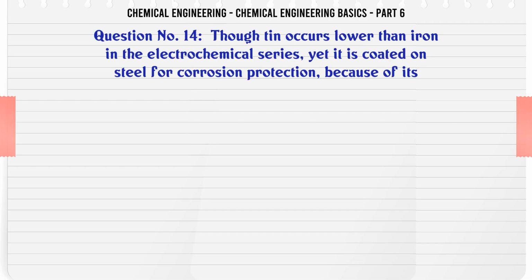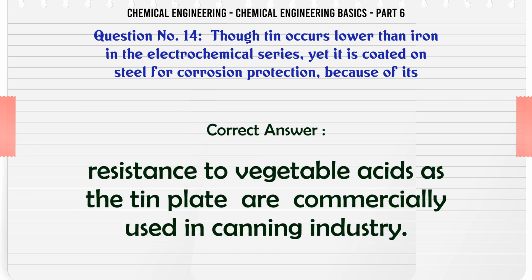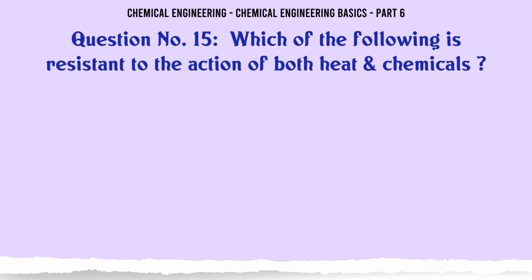Though tin occurs lower than iron in the electrochemical series, yet it is coated on steel for corrosion protection because of its A. lower cost. B. abundant availability. C. resistance to vegetable acids, as the tin plates are commercially used in canning industry. D. none of these. The correct answer is resistance to vegetable acids, as the tin plates are commercially used in canning industry.